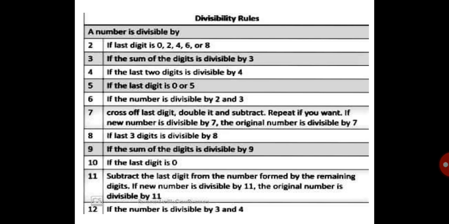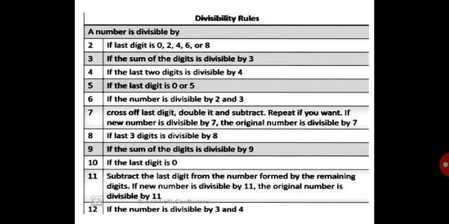Now the next rule is divisibility by 5. It is very easy. Now we have to check only the last digit, that is 0 or 5. If the last digit is 0 or 5, then it is divisible by 5. Example: 195, 250, 355. These all are numbers divisible by 5.